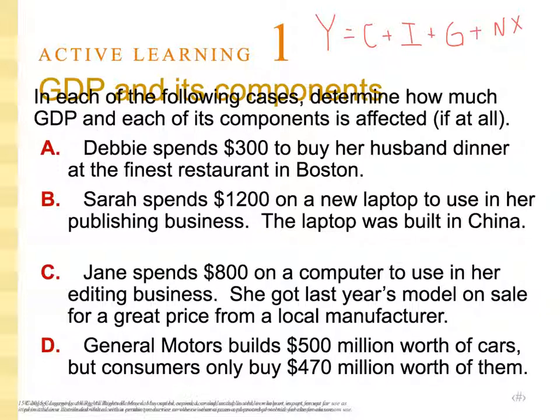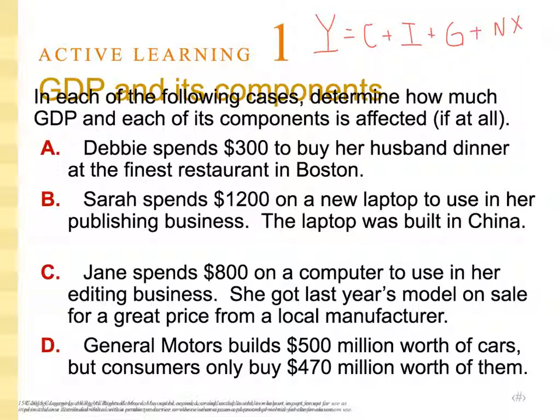And she's spending $1,200 on a new laptop to use in her publishing business. So that would be investment. And so investment would increase by $1,200. Then, because she imported it from China, and remember imports are a negative, we would have a negative $1,200 here, which means then that GDP would not be impacted. The investment that she made would offset the import from the laptop. Let's go ahead and look at the next one.